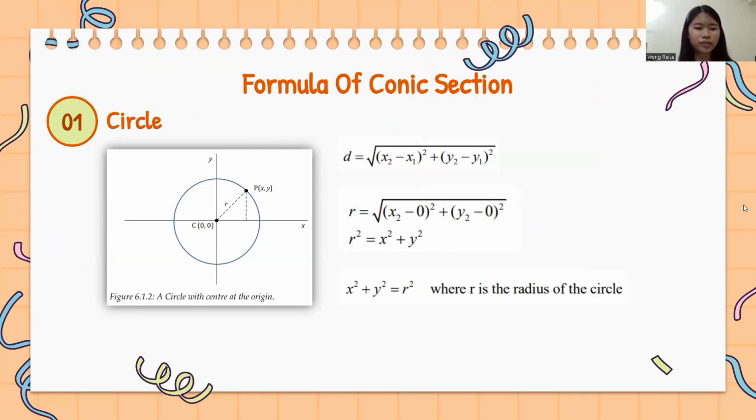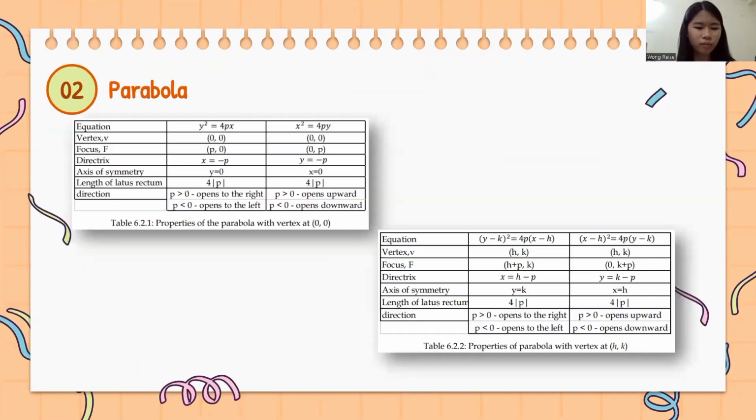Here are some formulas for the conic sections, and the first one is circle. As you can see in the figure, the formula. And the second one is parabola. It has two general equations, which are y squared equals 4px and x squared equals 4py. So for y squared, the graph opens to the left or right, and for x squared, it opens up or down.